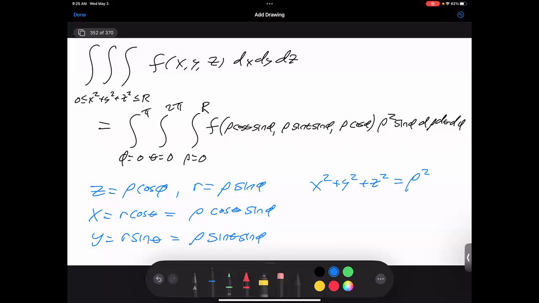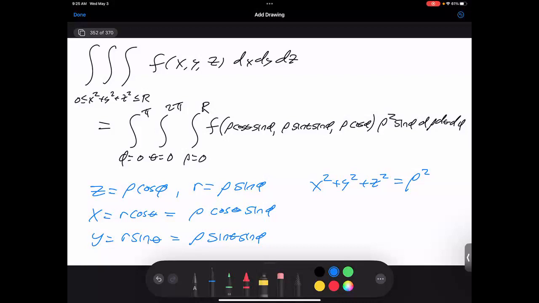So what is a sphere? A sphere is all points a fixed distance from a center. If I give you a circle of radius 1, an object in a plane, it's all things that are 1 unit from the center. If I give you a sphere of radius 1, it's all things that are 1 unit from the center. So if you square everything out, x squared is going to be rho squared cosine squared theta sine squared phi, y squared is going to be rho squared sine squared theta sine squared phi. Cosine squared plus sine squared is 1, so you'll get rho squared sine squared phi, plus rho squared cosine squared phi. The cosine squared and the sine squared cancel.